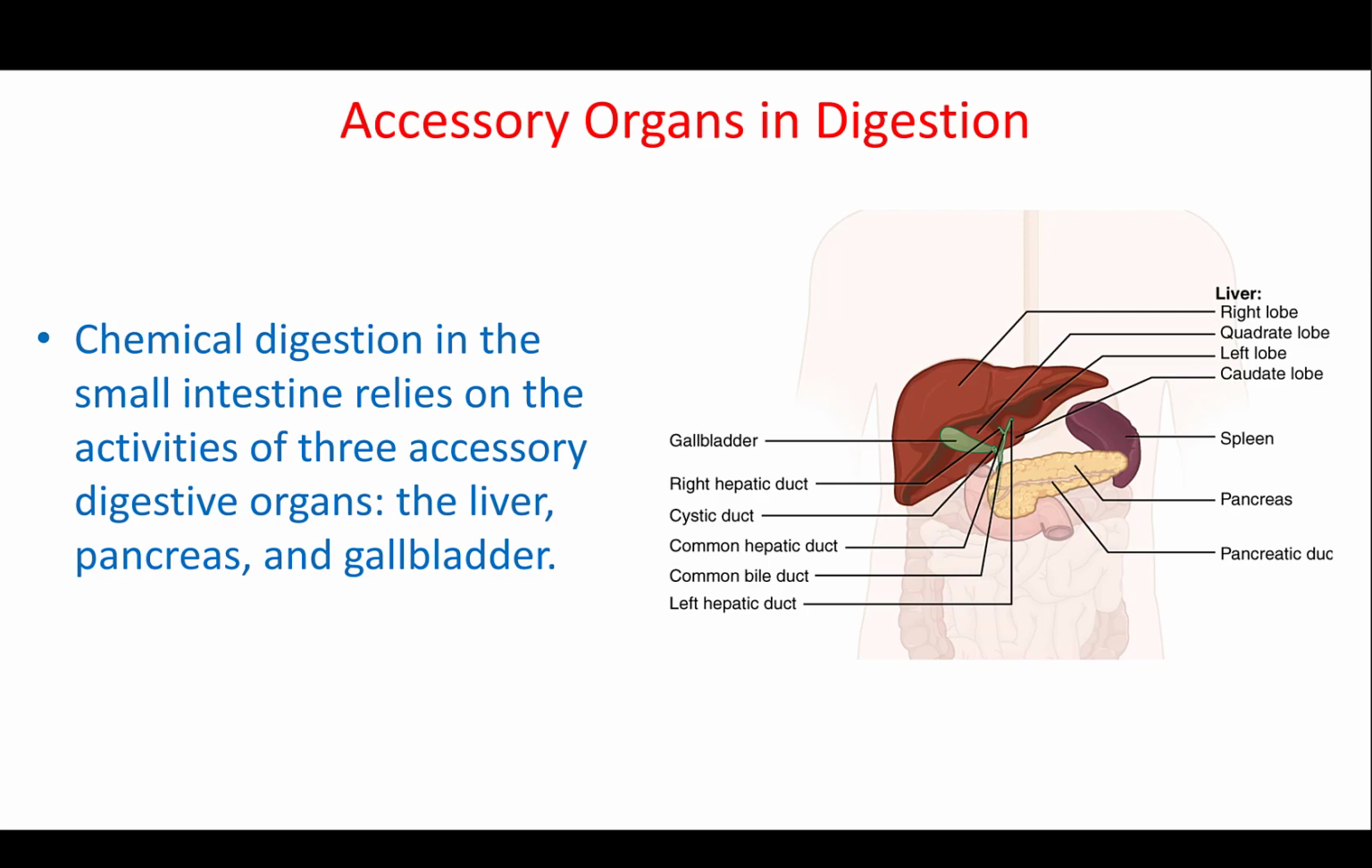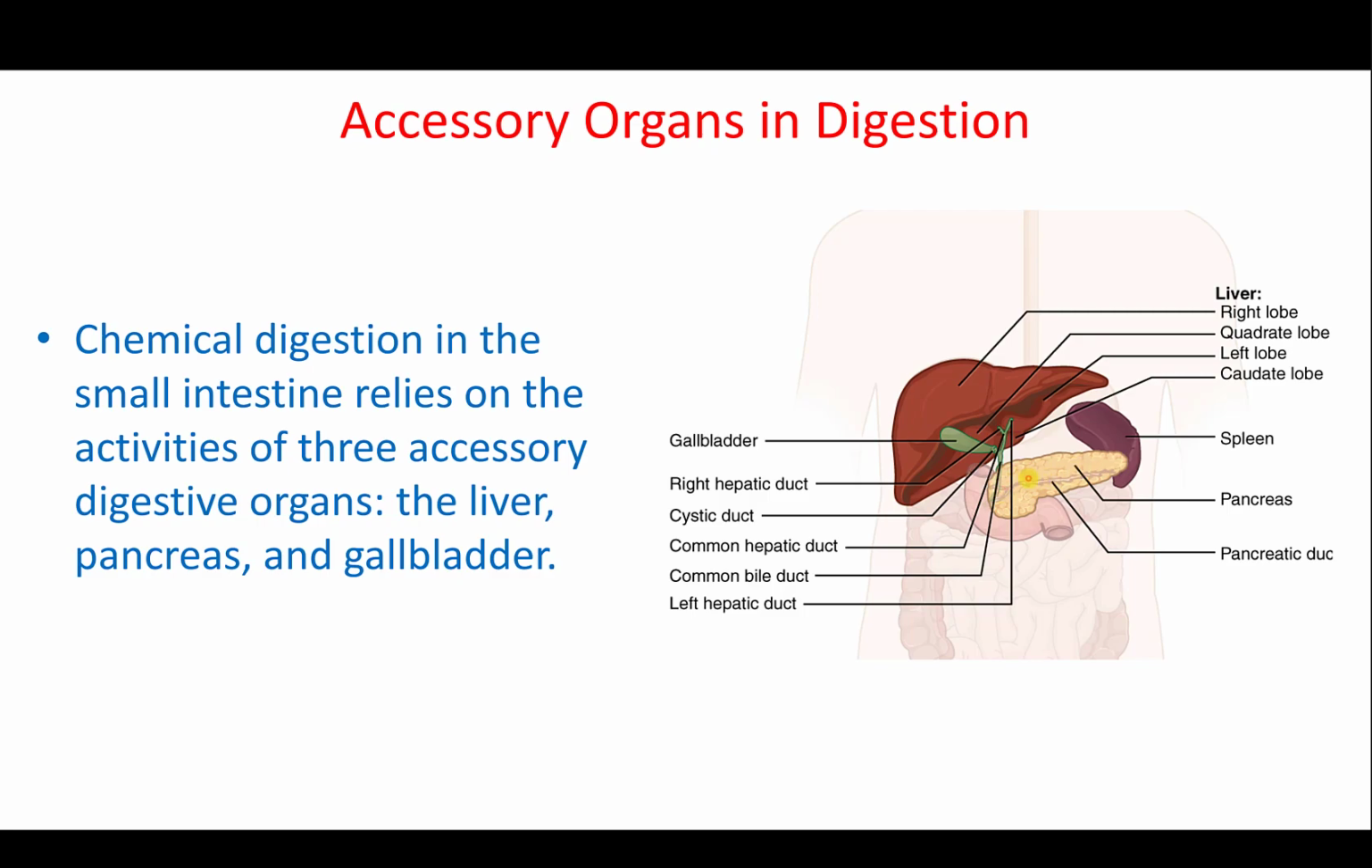Let's talk now about the liver. The liver is part of the accessory organs of the digestive system. If you remember, we said the accessory organs are organs that the food will not pass through, but they will secrete enzymes and other substances that will help in digestion. And we said we have the liver, the gallbladder, and the pancreas.